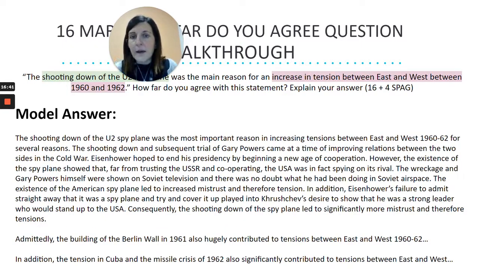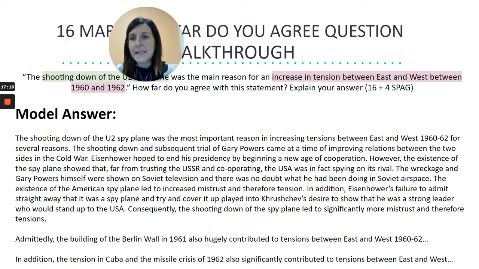So in this model answer, I've talked about what I would put in my first paragraph. The shooting down of the U-2 spy plane was the most important reason. It was crucial for several reasons. The shooting down and subsequent trial of Gary Powers came at a time when relationships were improving between the two sides. President Eisenhower hoped to end his presidency by beginning a new age of cooperation. However, the existence of the spy plane showed that far from trusting the USSR and cooperating, America was still in fact spying on its rival.